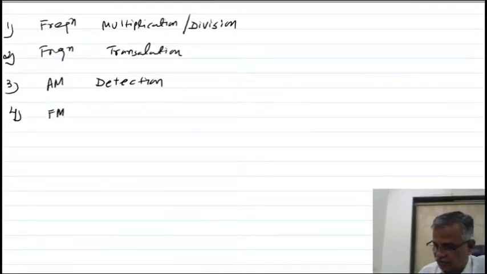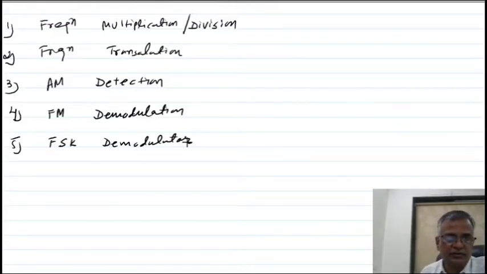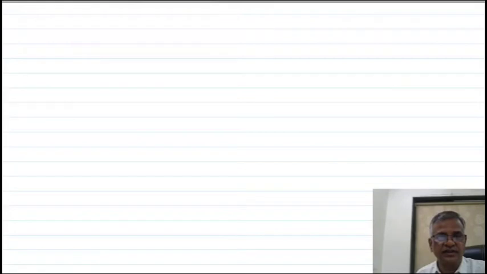It is also used in FM demodulation, FSK demodulator. PLL can be used in frequency multiplication or frequency division, frequency translation, AM detection, FM demodulation and FSK demodulator circuit. We will discuss two numericals for voltage control oscillator circuit.